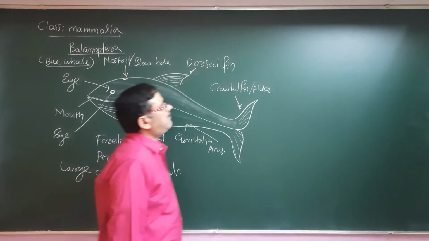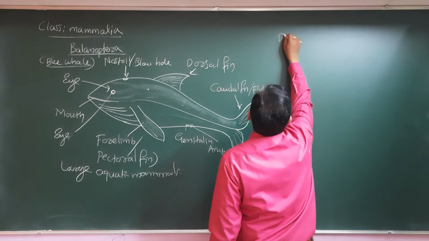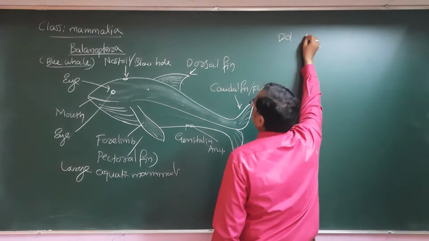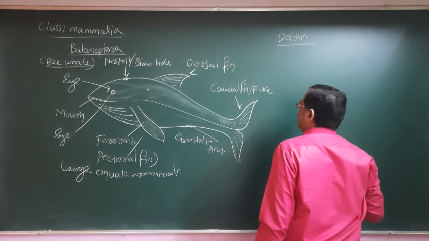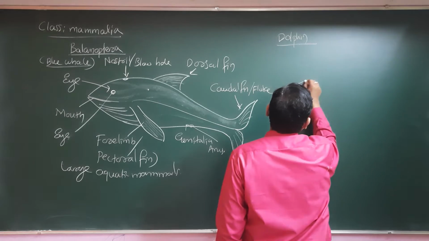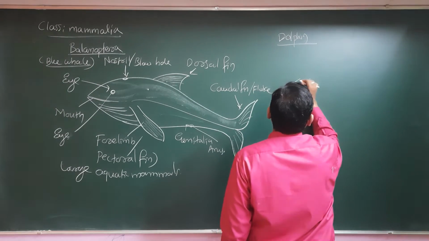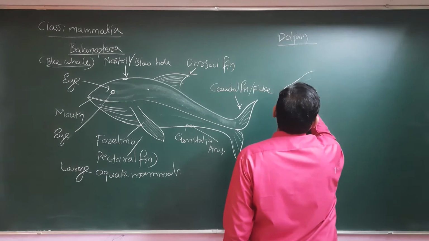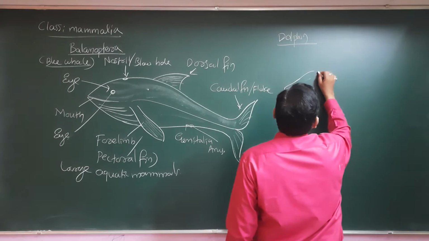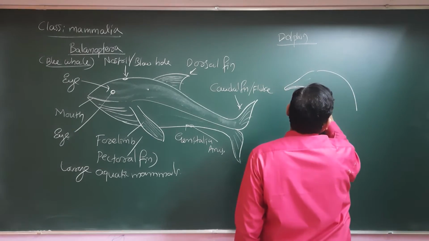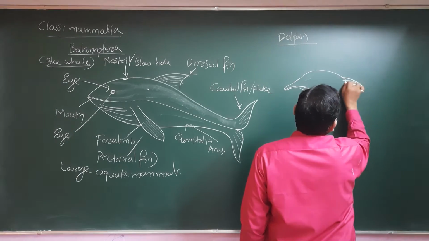The other one is the dolphin. The dolphin appears different from the whale because of its smaller body size. How does the dolphin appear? The dolphin has a very narrow beak-like structure. The jaws are modified like that, and then the dolphin body as such. They have the dorsal fin.